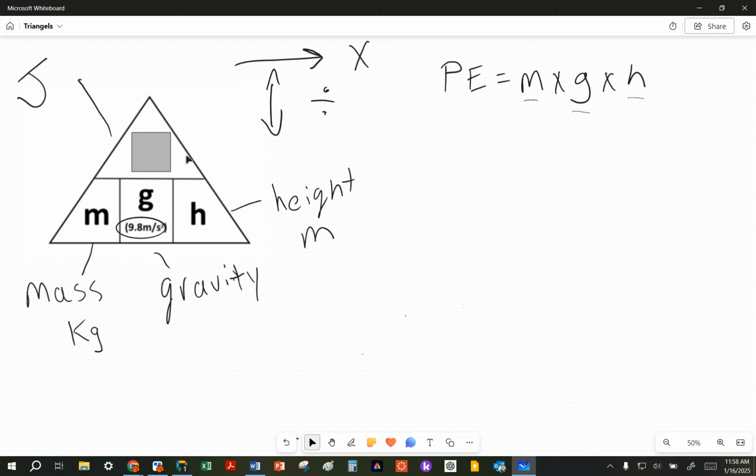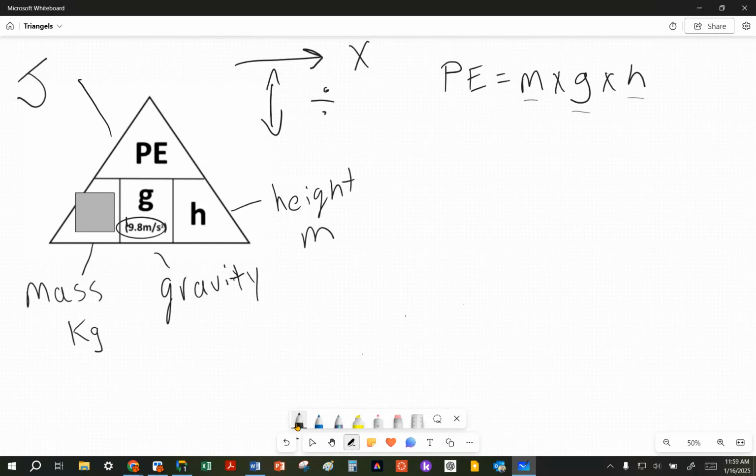If the question asks you to find the mass, I'm going to drag my block down here, cover it up, and that leaves us with PE over GH. So if you look closely, you can see that there's PE here, and then it's over G and H here. And that leaves you that math problem. So you're going to use the math that's left over to do that. So don't be confused as to what that is. It's literally revealing the equation for you, which makes your life a lot easier.